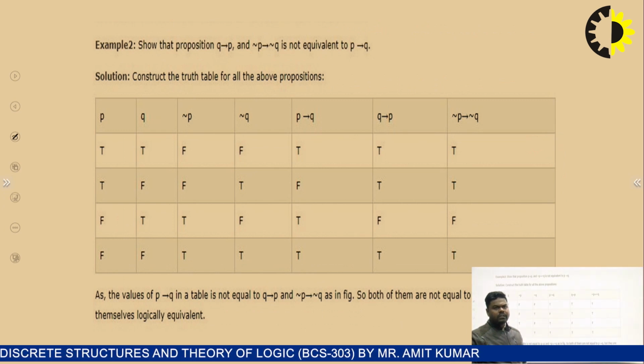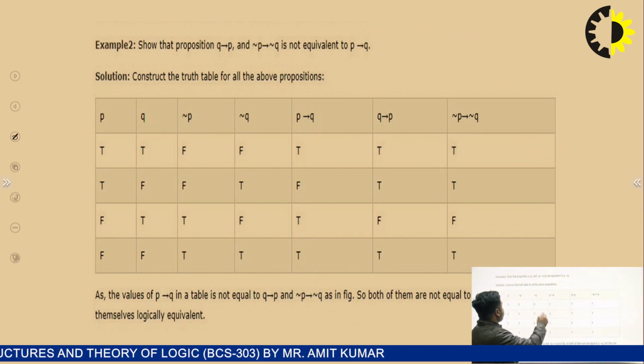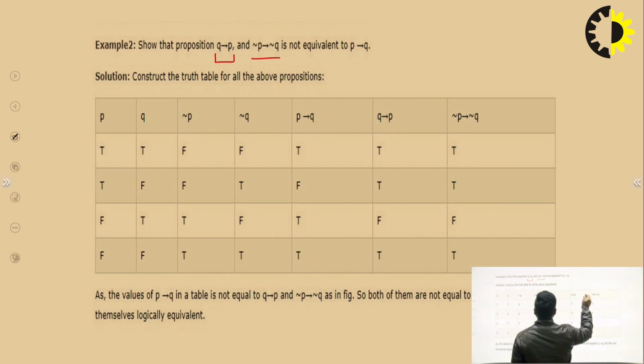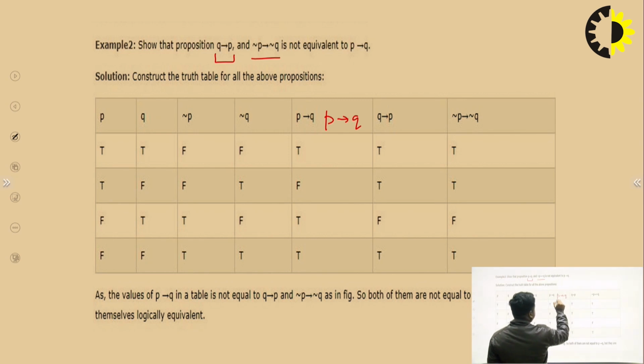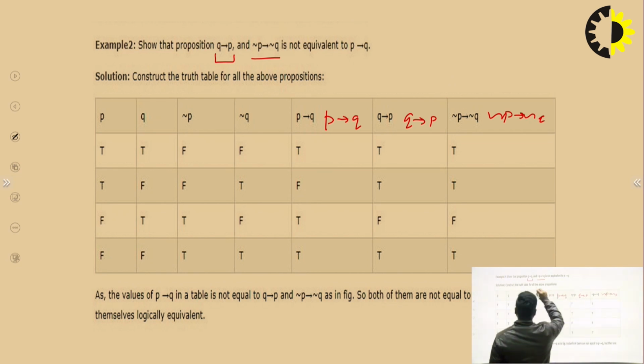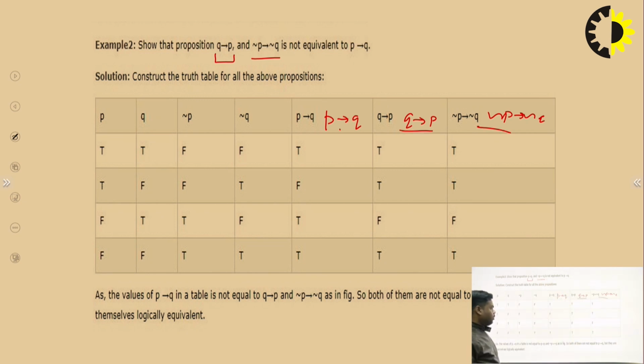Now the next example we are showing is that the proposition Q to P and not of P to not of Q is not equivalent to P to Q. It means we have to show that P to Q, Q to P, not of P to not of Q. Here we show that these both are not equivalent to this one. Okay, these both are matching, but this would not match.